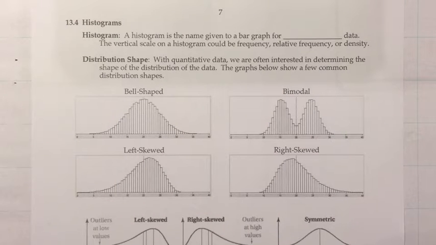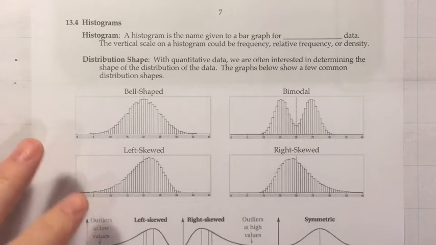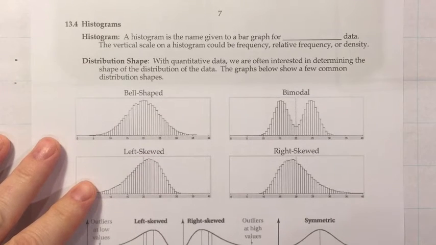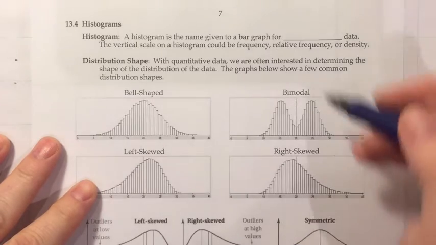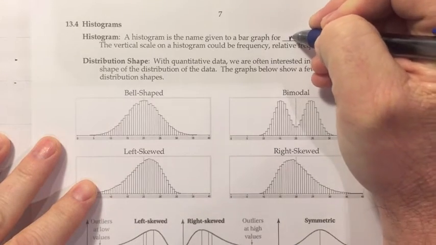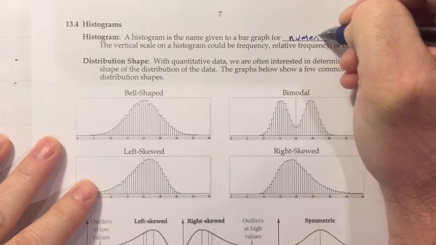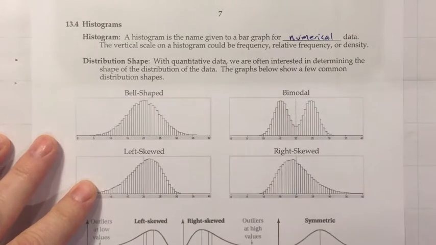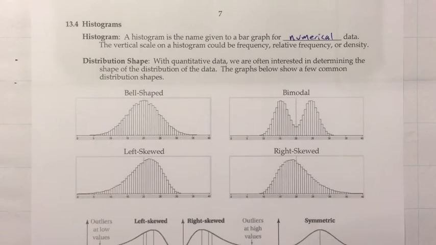Section 13.4, histograms. Alright, so previously we were looking at ways of grouping and graphing categorical data. Now we're going to move to quantitative data. A histogram is the name given to a bar graph that is for quantitative or numerical data. So we call it a bar graph when it's categorical, but we call it a histogram when it's numerical.